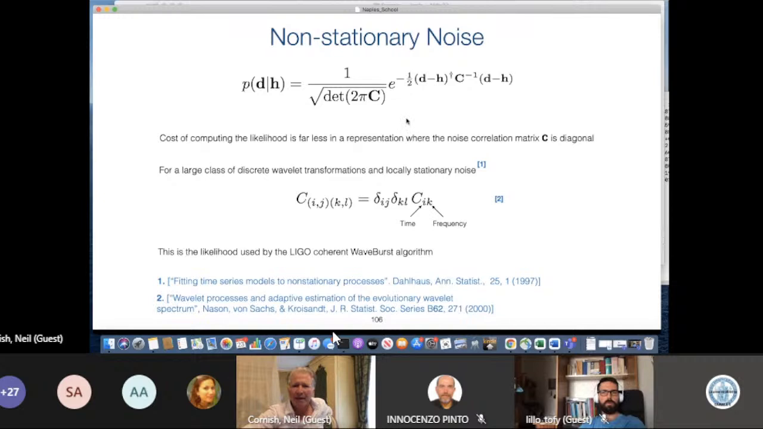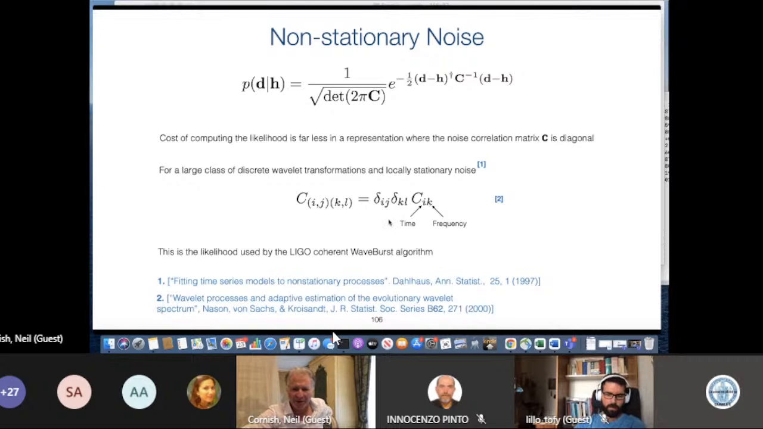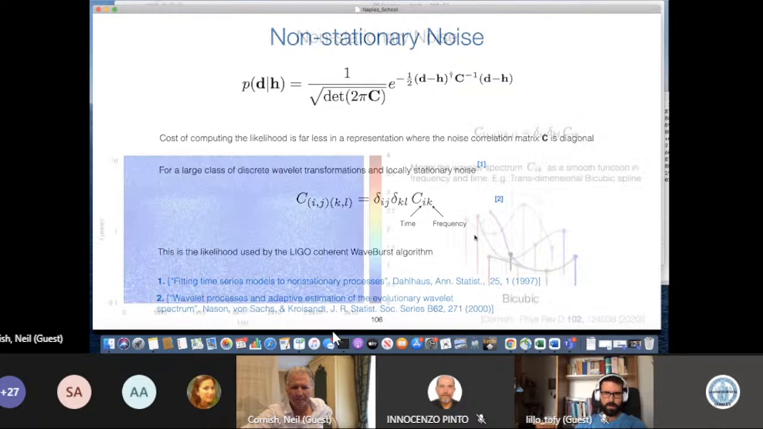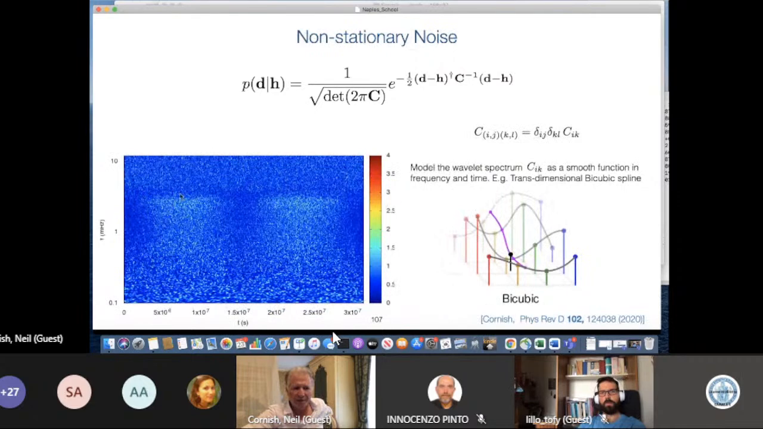This is what, for example, in LIGO, the coherent waveburst algorithm uses: discrete wavelets. And this is what we now use for all of our analyses for LISA. All of our LIGO analysis my group does is also getting shifted to the wavelet domain. So we actually now model, for example, the noise both in time and in frequency. For example, we use bicubic splines that go both in time and frequency.